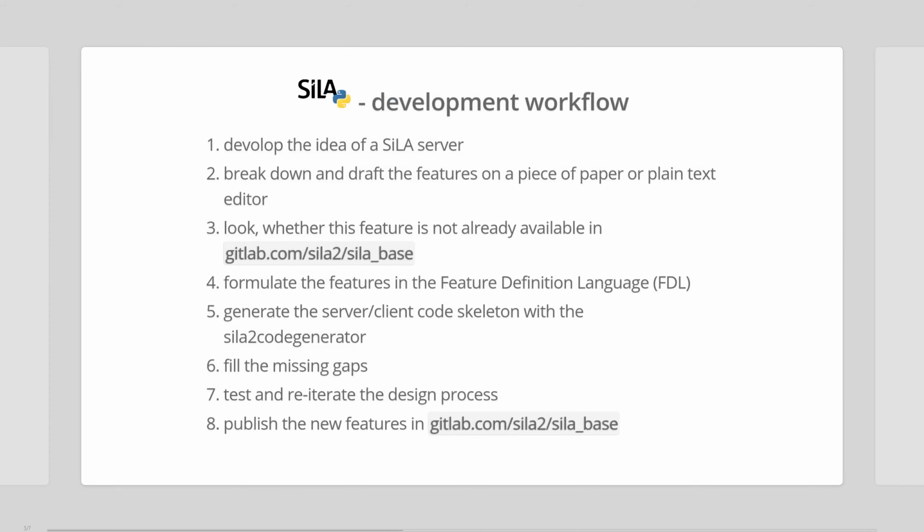So how does the SiLA Python development workflow look like? First of all, you should of course develop an idea of a SiLA server. For example, you could think of a device you would like to address, or a LIMS system or whatever. It's very generic, very universal, so you can address a lot of different things with it.